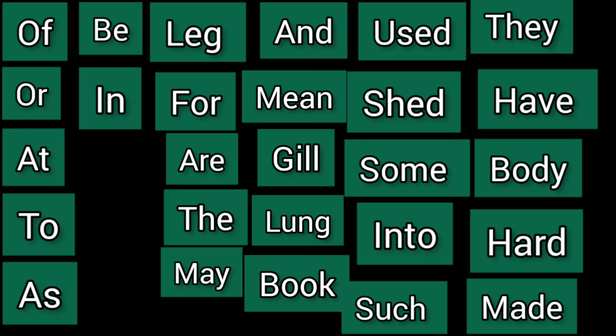And for 4-letter words, we have mean, gill, long, book, used, sheet, some, into, search, day, half, body, hard, made. Again, mean, gill, long, book, used, sheet, some, into, search, day, have, body, heart, made.